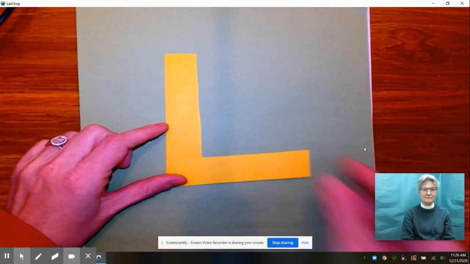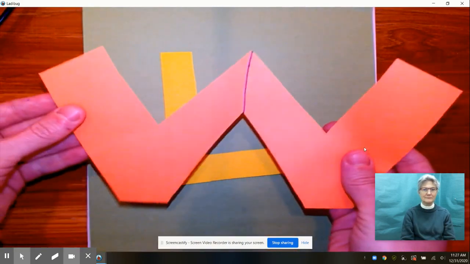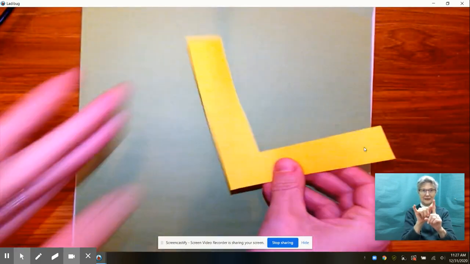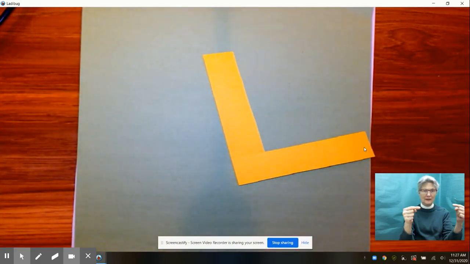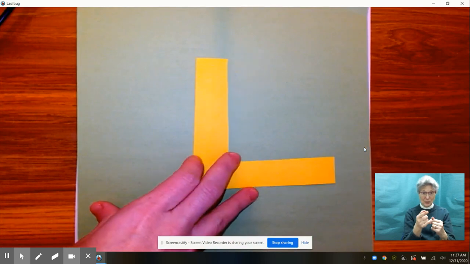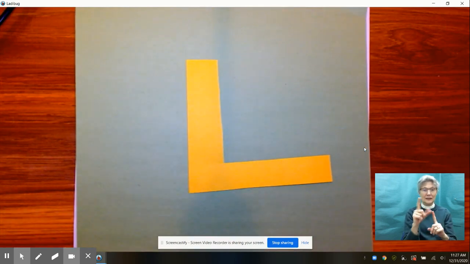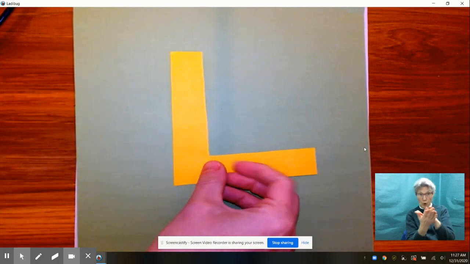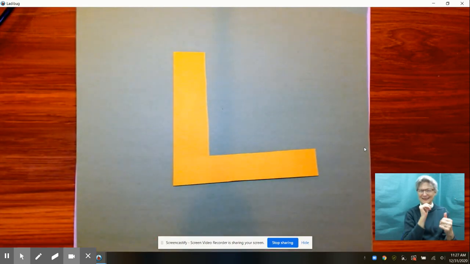So to recap, we have a W with one line of symmetry, and we have the letter L with no lines of symmetry. Now, you're going to have a chance to take a look at some letters to see if they have lines of symmetry. If you're stuck, feel free to cut these out of paper because then you can physically manipulate the letters, but that's not something you have to do to be able to find a line of symmetry.